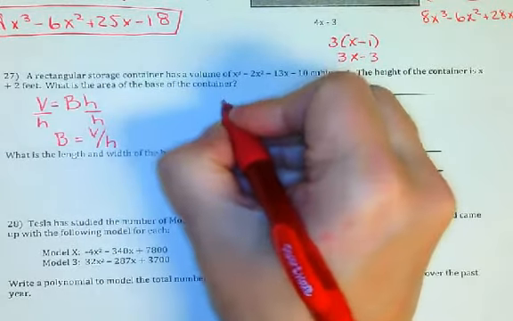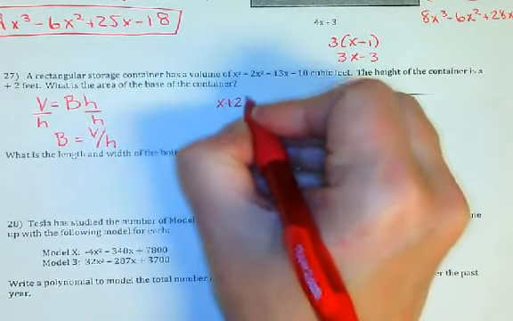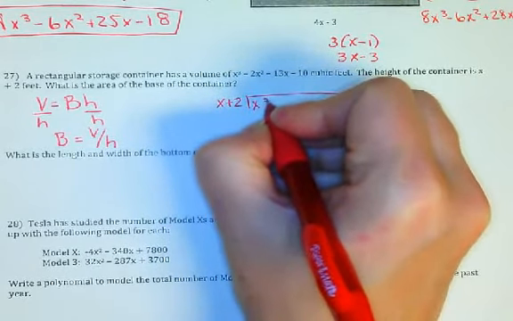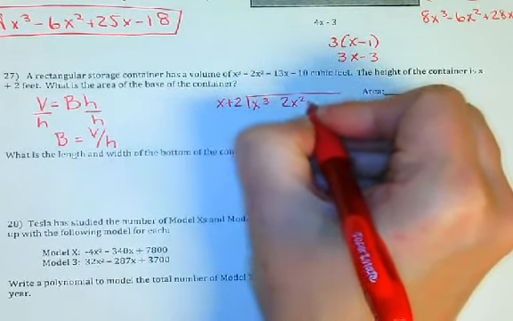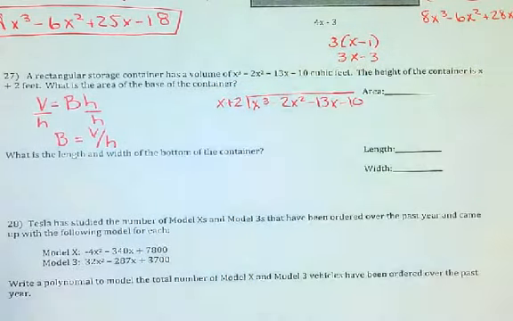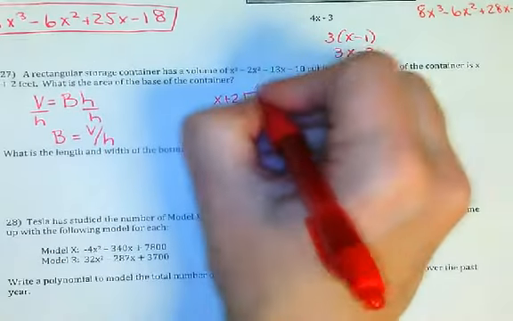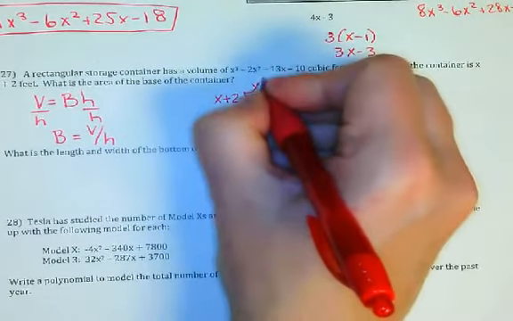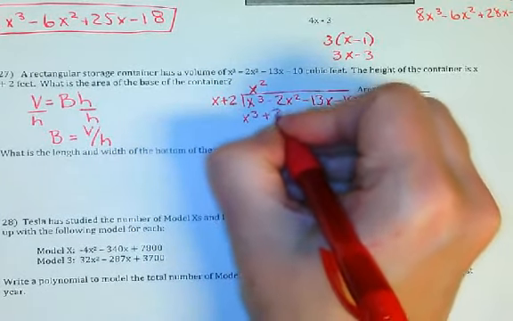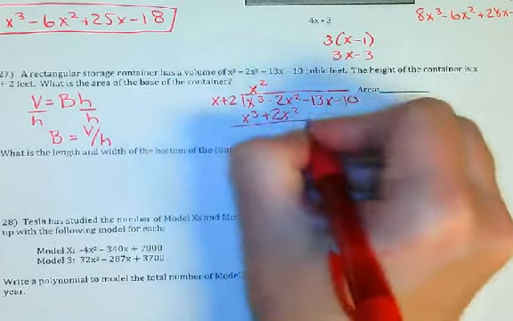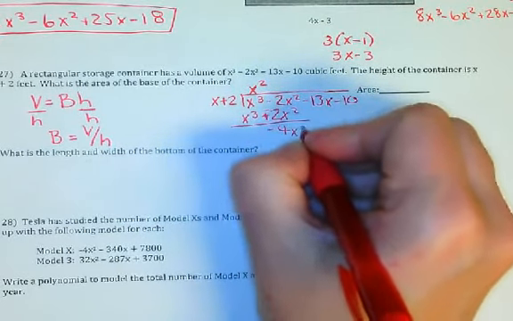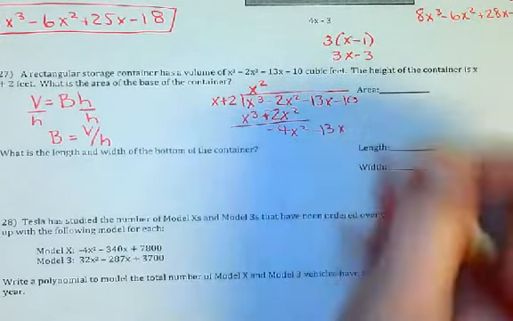So I'm going to set my problem up. x plus 2. And here I would have x cubed minus 2x squared minus 13x minus 10. All right, and then I'm just going to start dividing. This becomes an x squared, x cubed plus 2x squared. Okay, that turns into a negative. So negative 4x squared minus 13x.